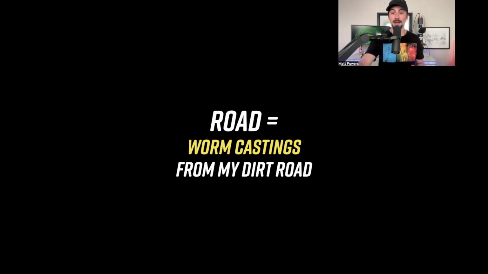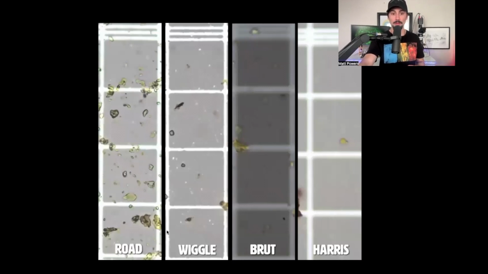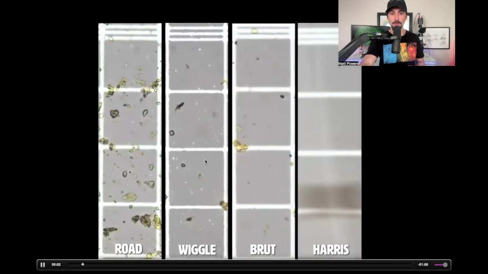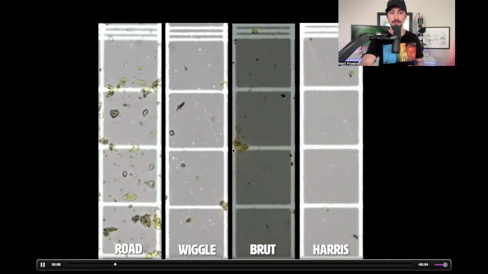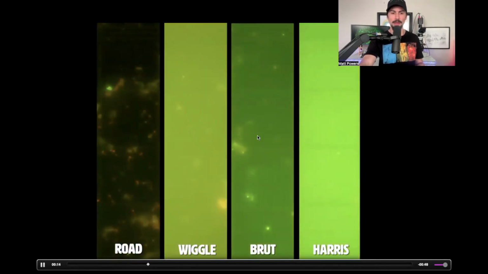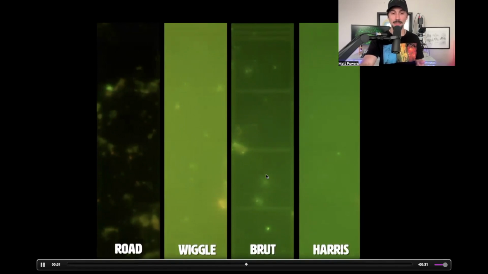But those bagged composts, the bagged worm composting from Home Depot, just look. Look for the wiggling life. You see a lot of little wiggling life in the road, and you see none in these. Then you use the dye to verify. I see some wiggling in Brute. But the dye has been absorbed completely by the road because it's completely absorbed by the biology. Now, Wiggle has the least life. Harris has a little bit more. Brute has significantly more than both of them, but has nothing compared to the road. Nothing.